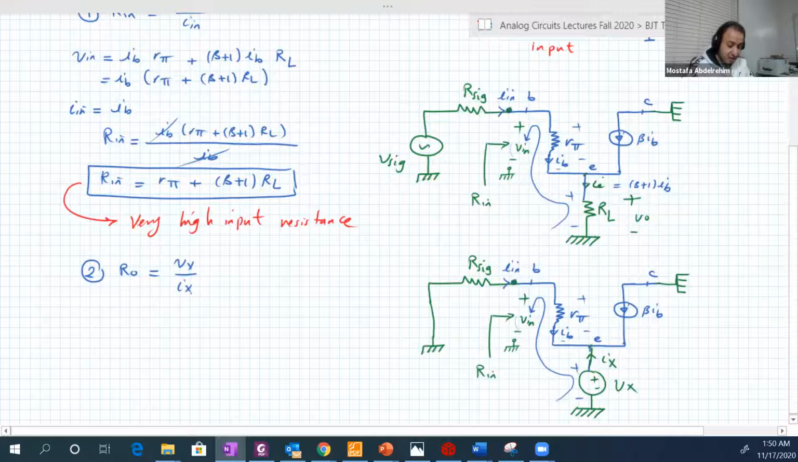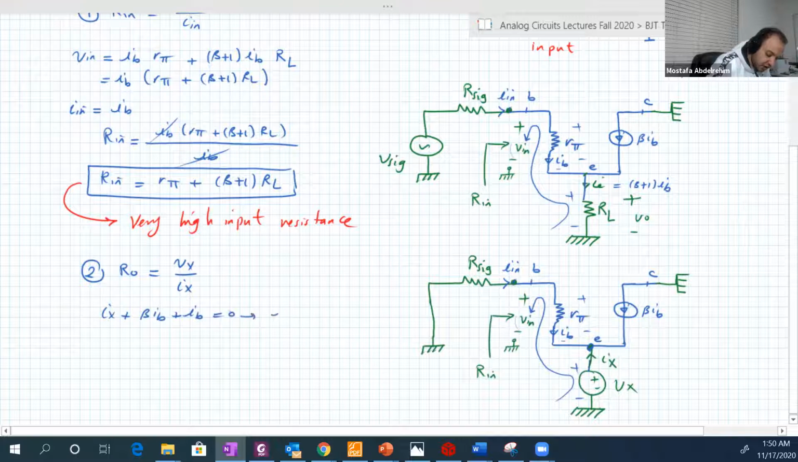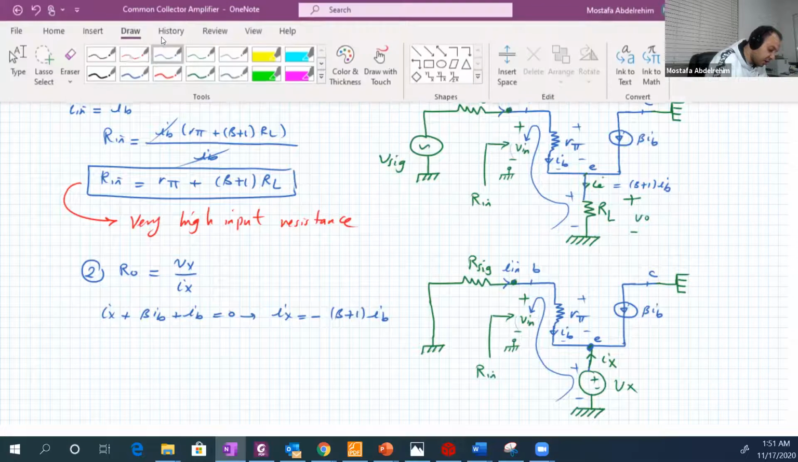Good. So what is Vx and what is Ix? At that node here, Ix is going into the node, beta IB is going into the node, and IB is also going into the node. So Ix plus beta IB plus IB is equal to 0. So from this, Ix is equal to minus (beta plus 1) IB.